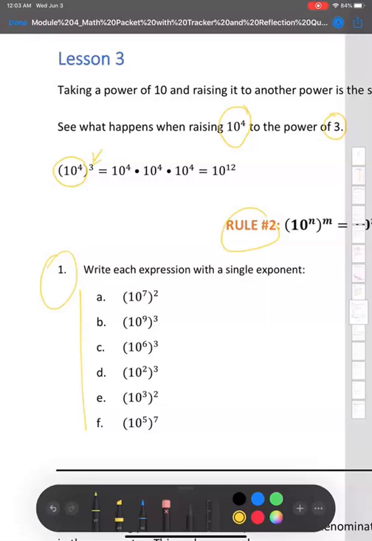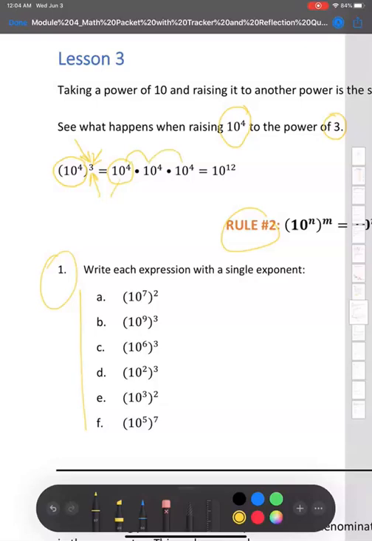So what we know from previous lessons is that the power or the exponent tells us how many times we're going to multiply the base by itself. So in this case here, the base is actually 10 to the 4th power. How many times are we going to multiply 10 to the 4th power? We're going to multiply with itself 3 times. So there you go, 10 to the 4th times 10 to the 4th times 10 to the 4th.